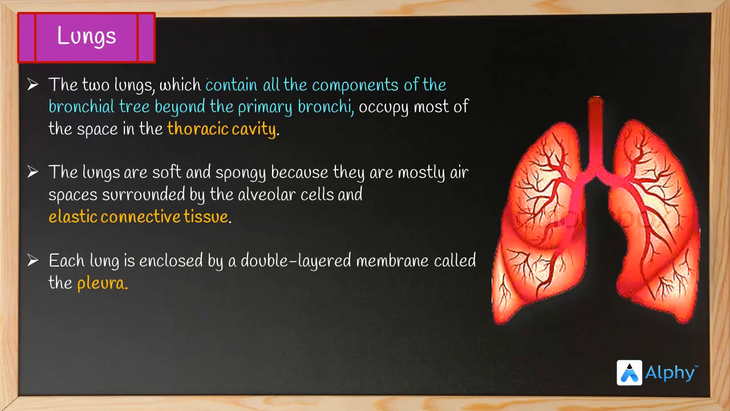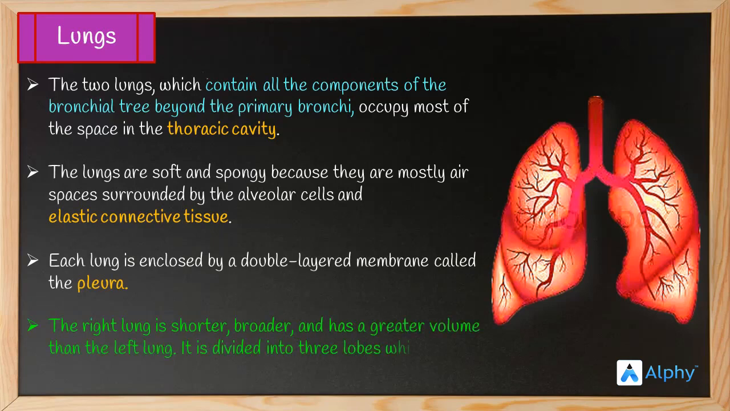Okay. Now, as you know, we have two lungs, right? But there is a slight difference between the two. They are not alike. Let's see the difference. The right lung is shorter, broader, and has a greater volume than the left lung, and it is divided into three lobes, while the left lung is longer and has two lobes. So this is the difference between our two lungs: the right one is shorter and the left one is longer, and in terms of division, the right one is divided into three lobes, while our left lung is divided into two lobes.